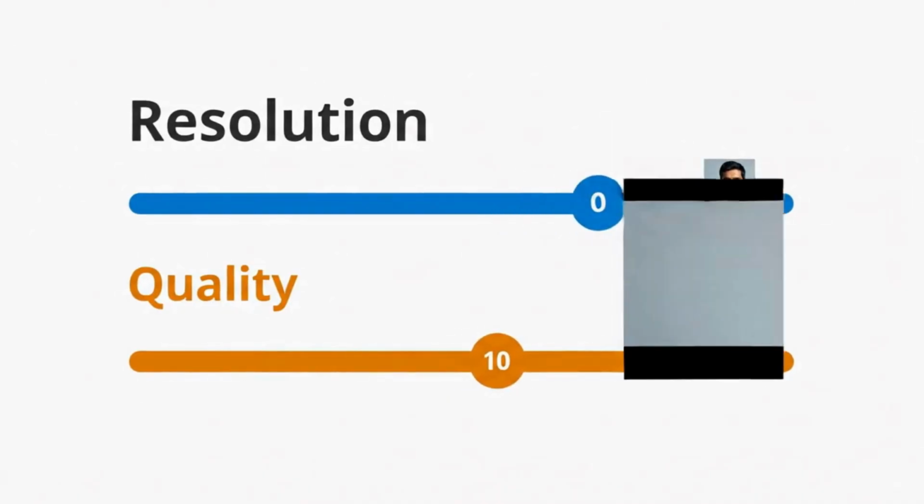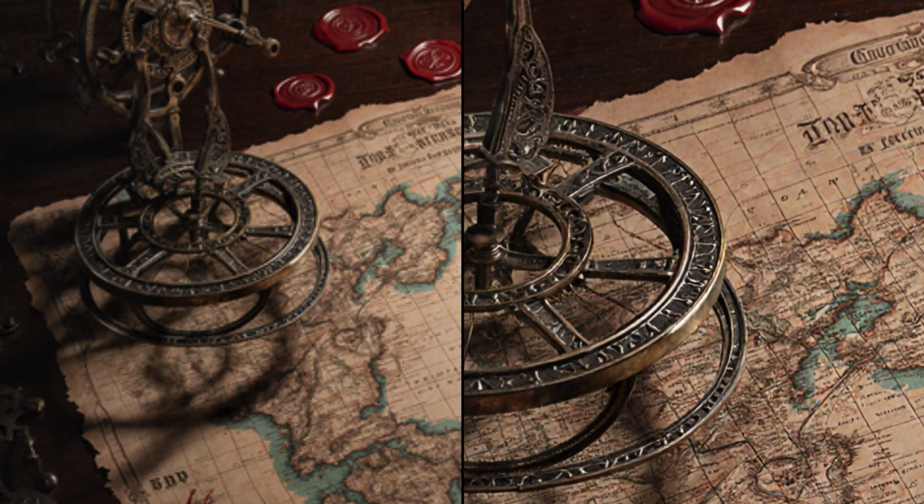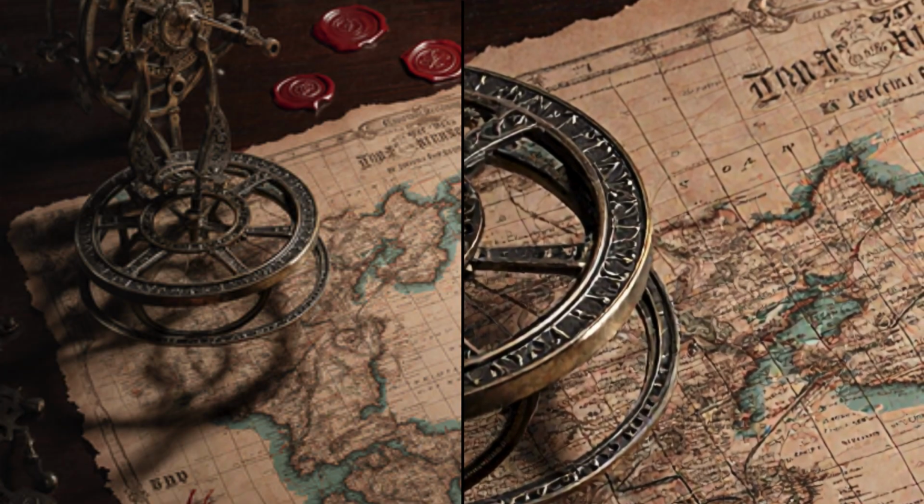Here's what most people don't realize about image generation. Resolution and quality are not the same thing. A lot of really popular models can technically output very large dimensions, but they weren't trained on high resolution data. So when you try to push them to 4K and beyond, something breaks.